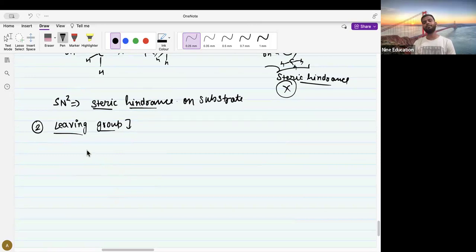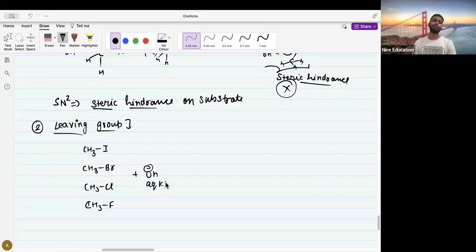Let's say I have RI. Why write R? Let's write the simple one. Let's say I have CH3I, CH3Br, CH3Cl, and CH3F. And in all these I put aqueous KOH. Always remember, with aqueous KOH we will always have an SN2 reaction.